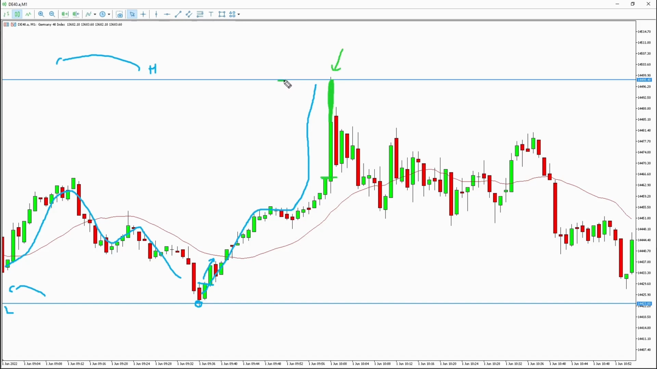The size of this green candle is almost half of the range of the day. If we split the range of the day in two, the size of this green candle was almost half of the range of the day. And when you see the price touching the high of the day like this is when you can hit your sell button and expect some kind of reaction, a big reaction to the downside.